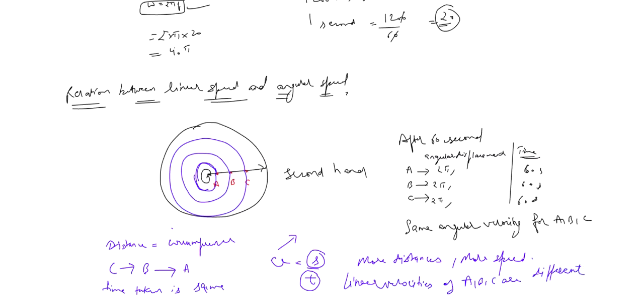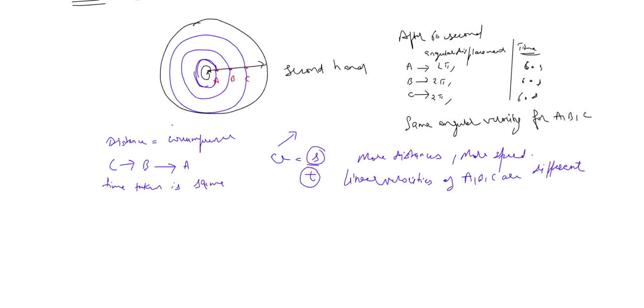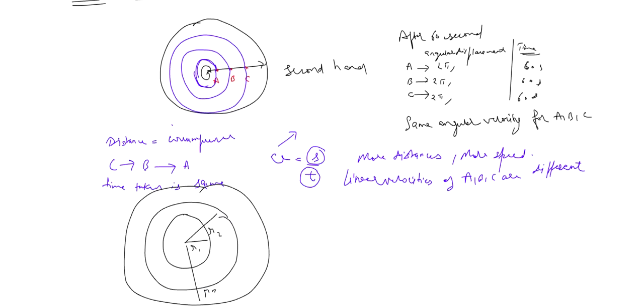On what factor is the linear velocity depending? Distance. Distance means we can say the radius. Let's say this is the radius R1. For the next it is radius R2, and then there is one more particle. This is radius R3. So this means linear velocity is directly proportional to R. It is dependent on radius R.